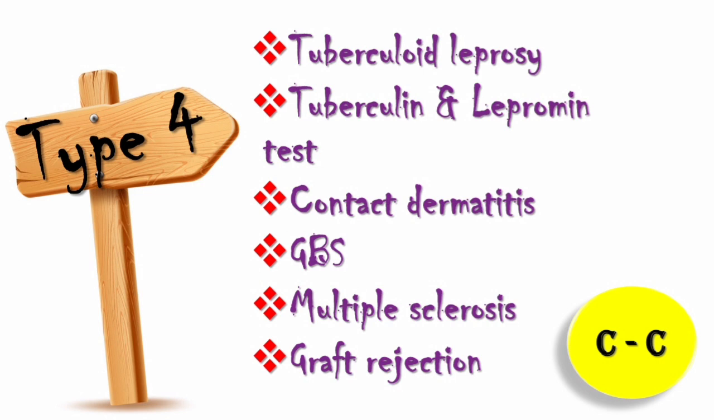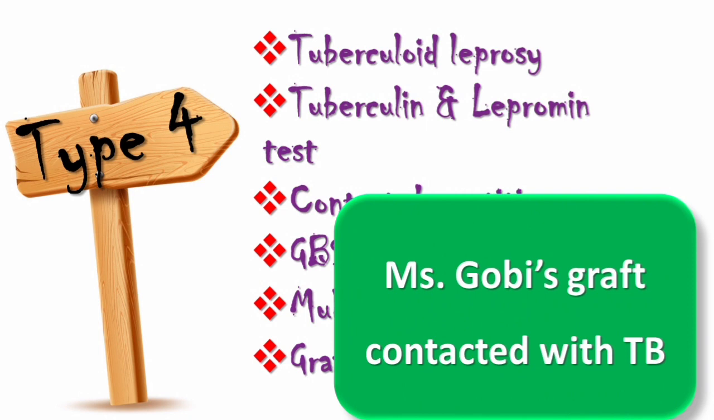Now how can we remember these type 4 examples? We have seen the examples; now comes the mnemonic. Miss Gobi's graft contacted with TB. This is an example for type 4 hypersensitivity reaction. Miss: MS for multiple sclerosis. Gobi for GB, GBS. Graft for graft rejection. Contacted, which means contact dermatitis, with TB. TB for tuberculoid leprosy and tuberculin and lepromin test.